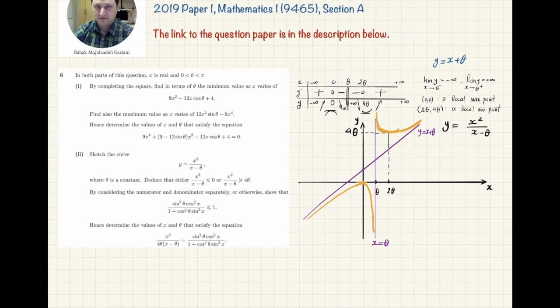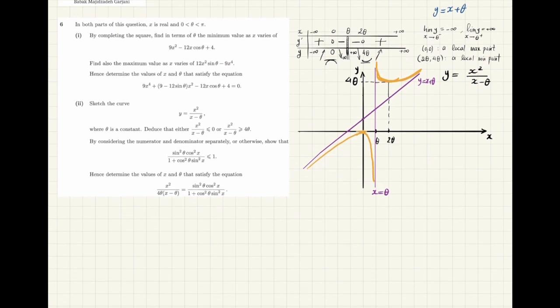Okay, now let us go to the next part of the question. So here, sketch the graph. We already did that. This orange one is the sketch of my graph. Theta is of course a constant, and then deduce that x squared over x minus theta, which is exactly the function, is less than or equal to 0 or greater than or equal to 4 theta.